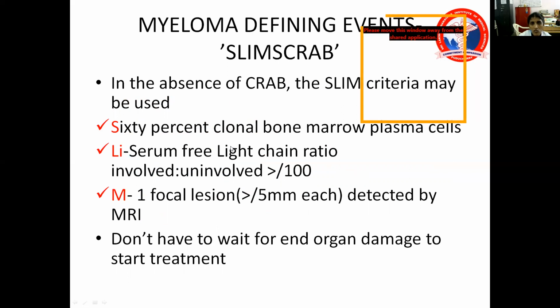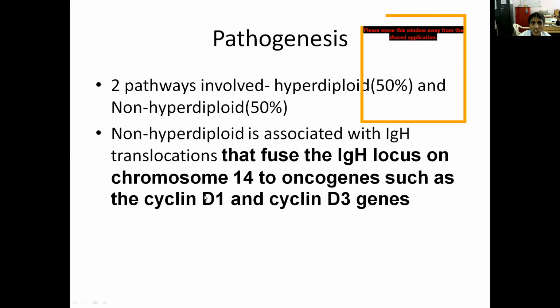So there is something also called the myeloma defining event, because in myeloma diagnosis, one of the criteria is end organ damage. So we need not wait for the patient to reach end organ damage, because you can identify myeloma early by means of the myeloma defining events, which are the SLiM criteria. That is 60% clonal bone marrow plasma cells, and Li is for serum free light chain ratio of involved to uninvolved more than or equal to 100, and M is for focal lesion, which we discussed in the last slide.